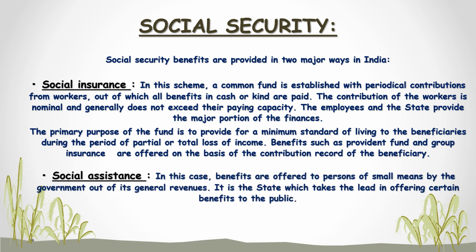Social assistance. In this case, benefits are offered to persons of small means by the government out of its general revenues. It is the state which takes the lead in offering certain benefits to the public. Workers and employers do not contribute to such benefits in any manner. Benefits such as old age pension are granted as a matter of right. They are provided free of cost, provided certain conditions are satisfied.